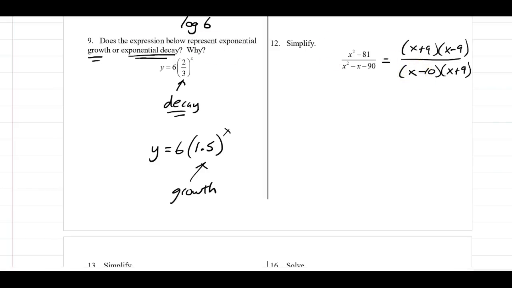And now we can cancel out our common term, the x plus 9. And we finish with x minus 9 over x minus 10. Remember, you cannot cancel these out because of the subtraction. Same up here, you can't cancel these out because of this subtraction. So that's our final answer, x minus 9 over x minus 10.